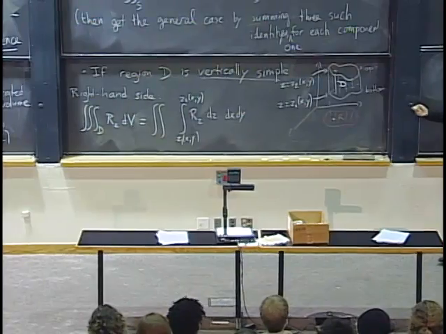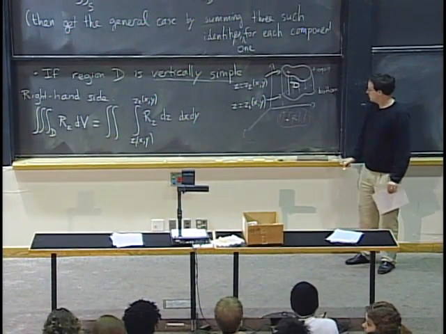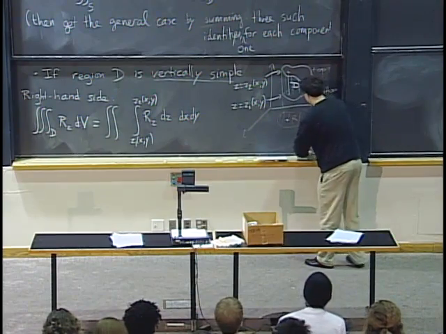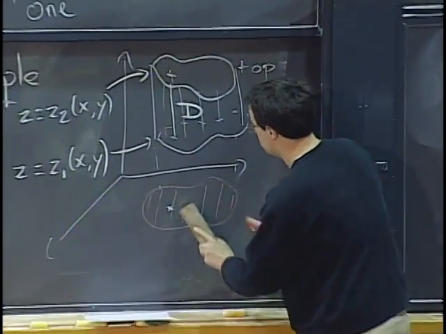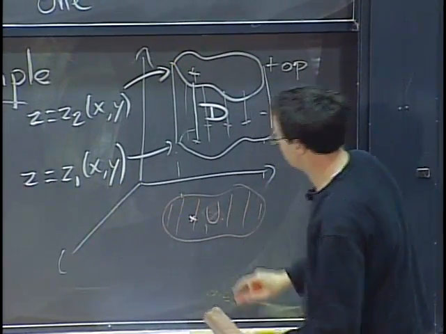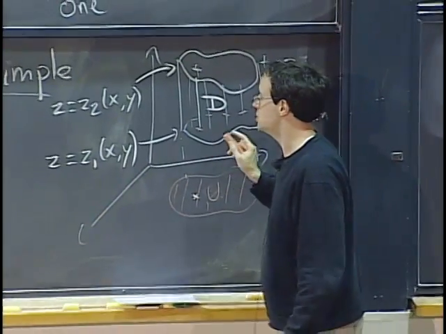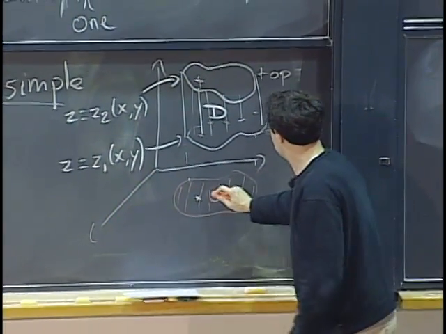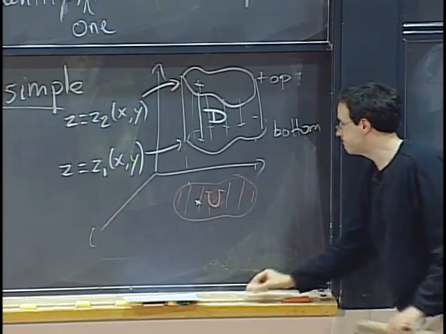Now, for x and y, I'm not going to actually set up bounds because I've already called R the quantity that I'm integrating. So let me change this to, say, U or something like that. If you already have an R, there's not much risk of confusion, but still. Okay, so I'm going to call U the shadow of my region instead.